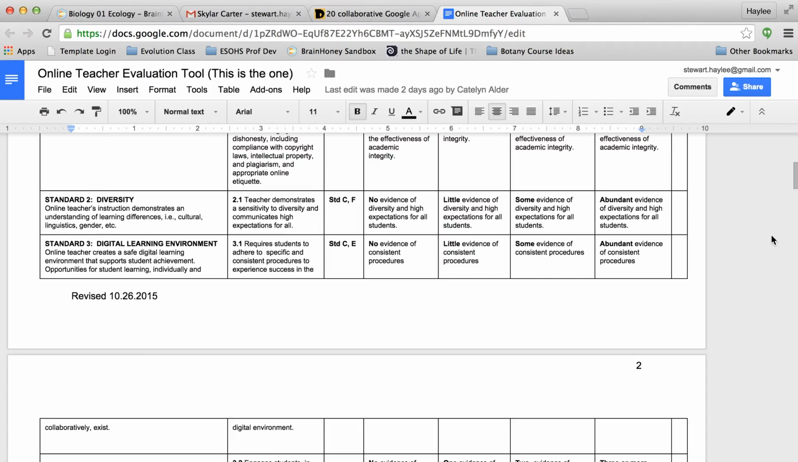I'm Haley Stewart, and I'll be discussing Standards 3 and 4 of the evaluation tool.